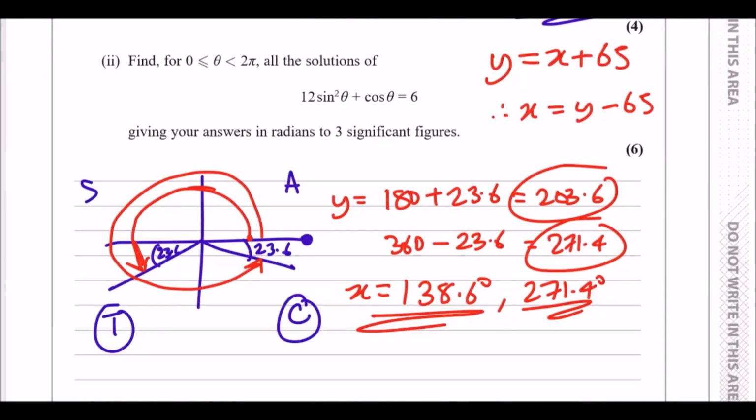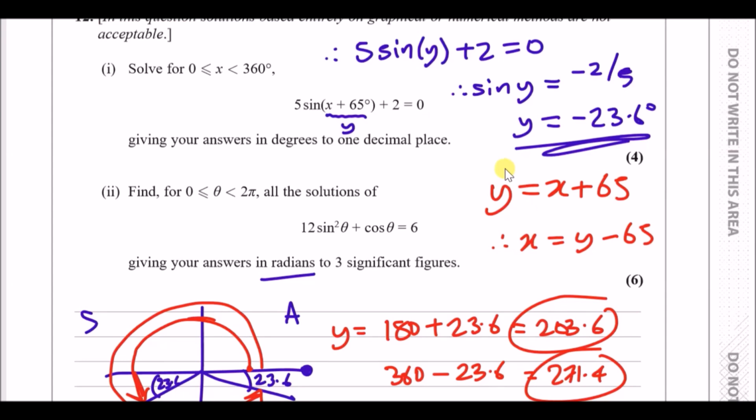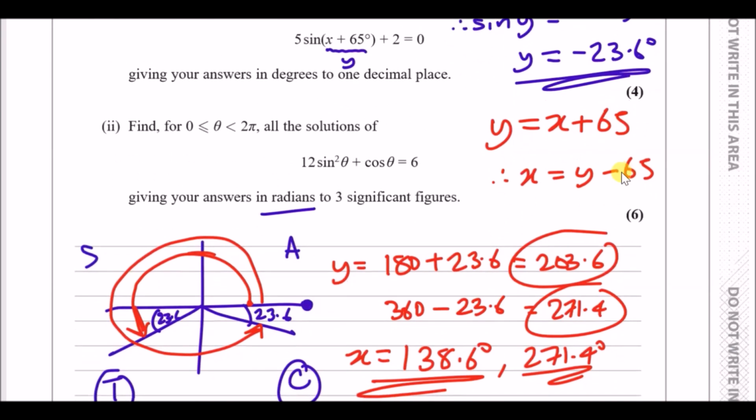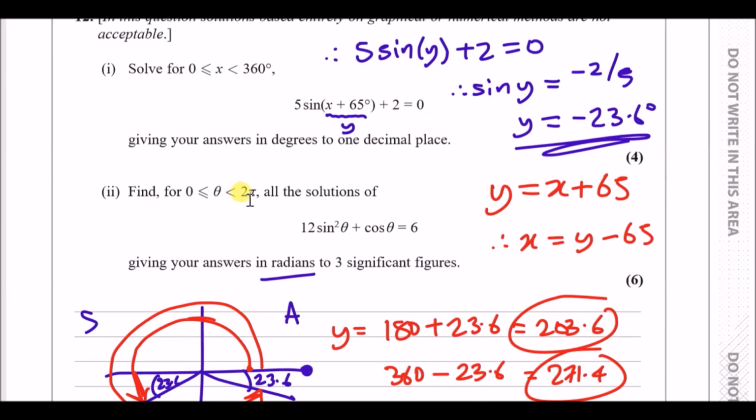Okay, part 2. Now we need to find, for this new range, all the solutions for this equation, giving you answers now in radians to 3 decimal places. Same rule applies, yeah? So first things first, let's switch our calculator from degree to radian mode, and we won't make that mistake. And by the way, guys, 2 pi is equal to 360 degrees as well.